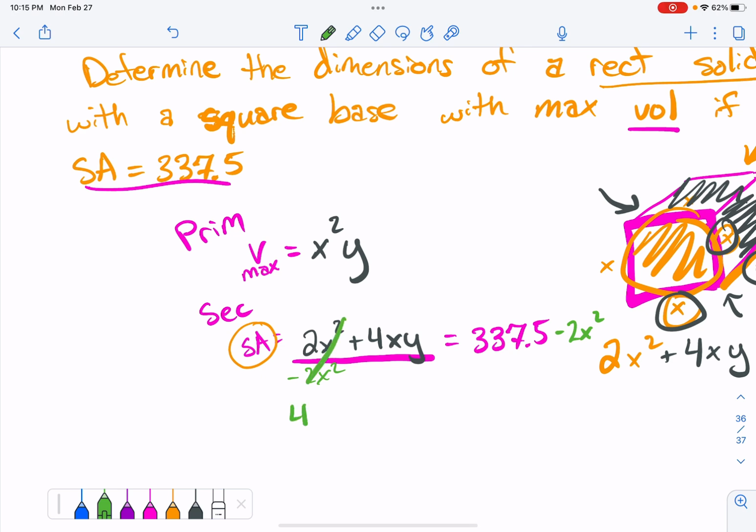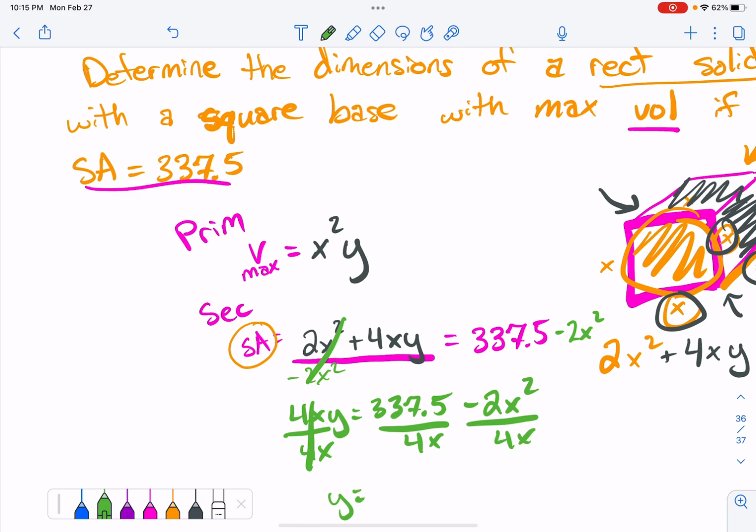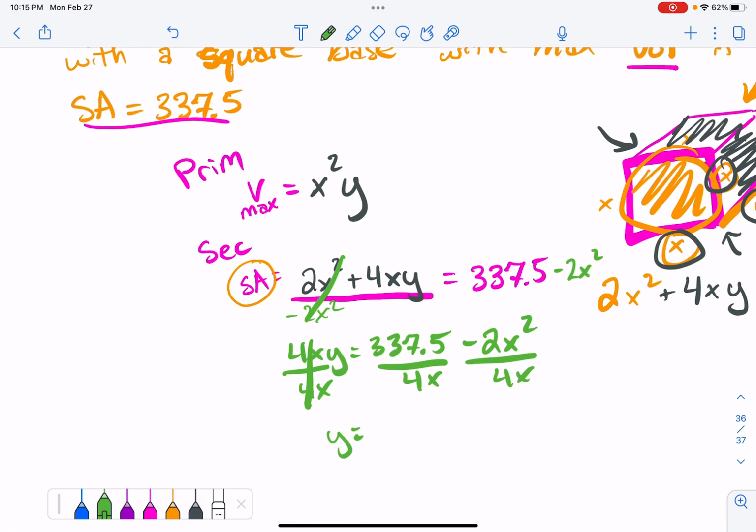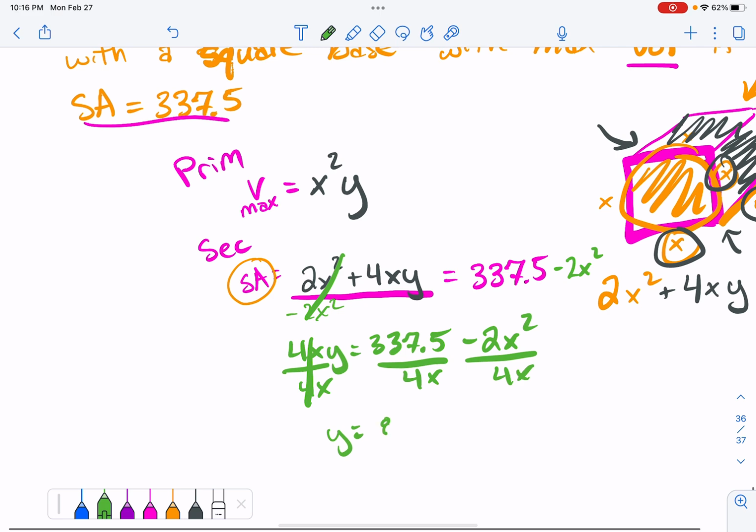Okay, 4xy equals 337.5 minus 2x squared. All right, then if I divide everything by 4x, okay, y is equal to 337.5 divided by 4. I'm going to do that. 337.5 divided by 4 is 84.375 over x, because the x is in the bottom.